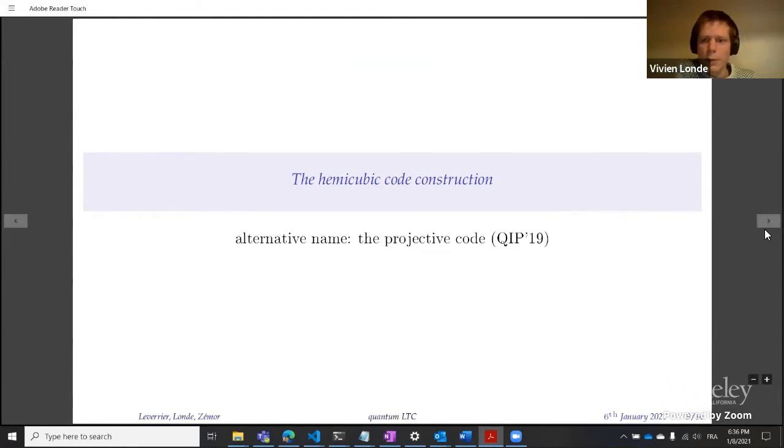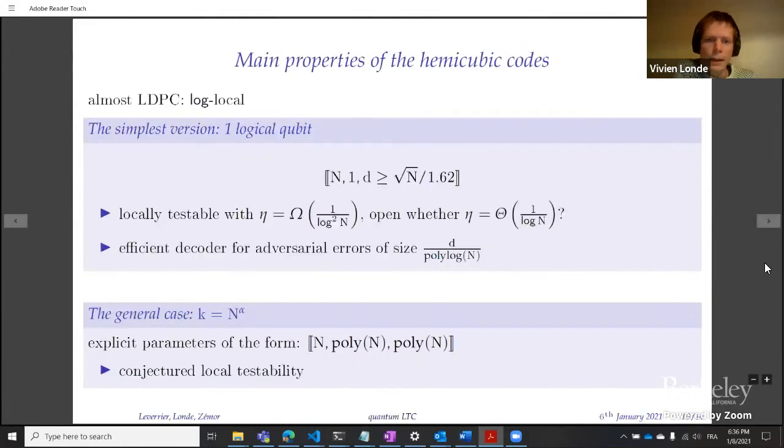Now this brings me to the construction itself of this work. It's called the hemicubic code, and it has the following parameters: only one logical qubit and a distance that grows like square root of the number of physical qubits. It also comes with an efficient decoder, and in the work we have a generalization with more than one logical qubit, with a polynomial number of logical qubits.